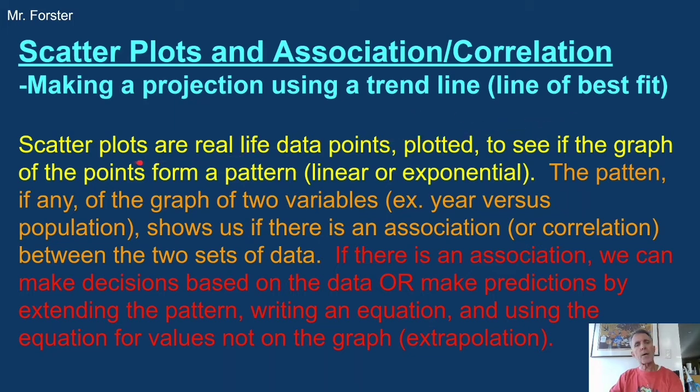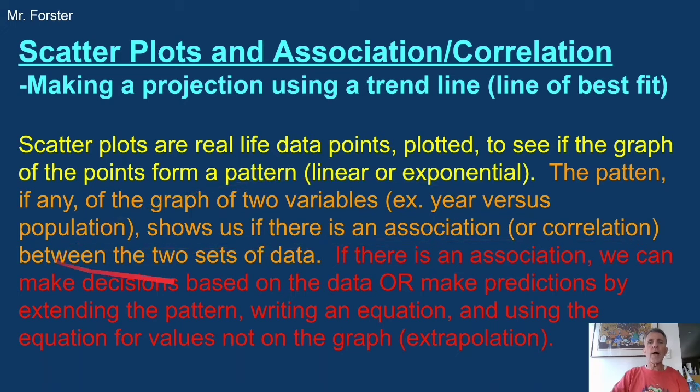So scatter plots are real-life data, and they're plotted to see if the graph of the points forms a pattern, linear or exponential. So data in real life doesn't follow a perfect line. And so scatter plots are real-life data, and we can expect them to not necessarily follow a perfect line. And the pattern, if any, of the graph of two variables, years versus population, shows us if there's an association or a correlation.